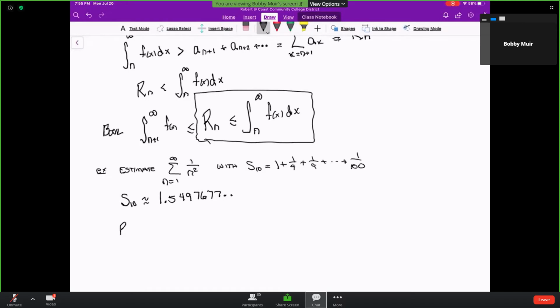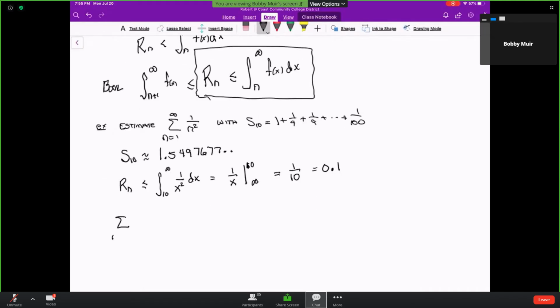Now the R_n, the error piece, is going to be less than or equal to the integral from 10 to infinity of 1 over x squared dx. That's 1 over x evaluated at 10 and infinity. Remember, that's x to the negative 2, which integrates to x to the negative 1 over negative 1. So we get 1 over 10, which is 0.1.